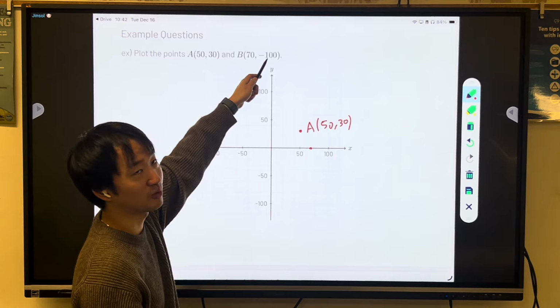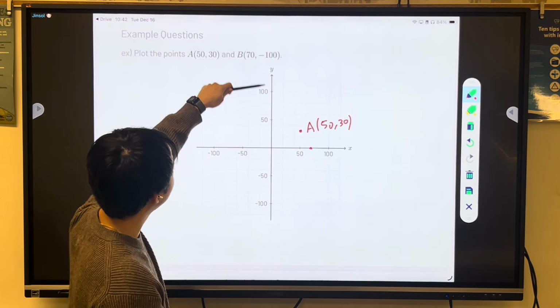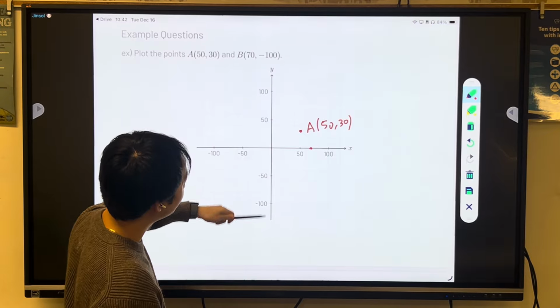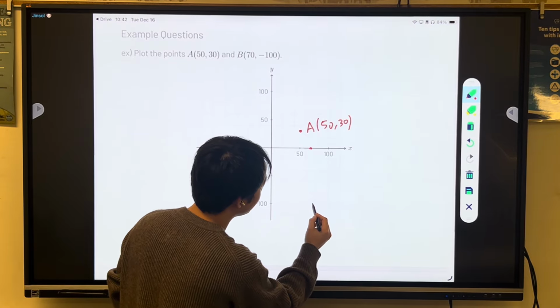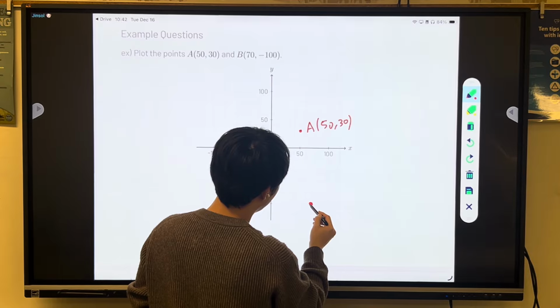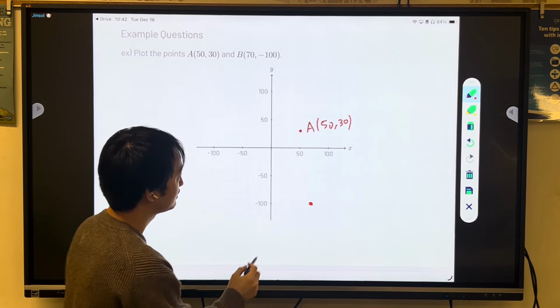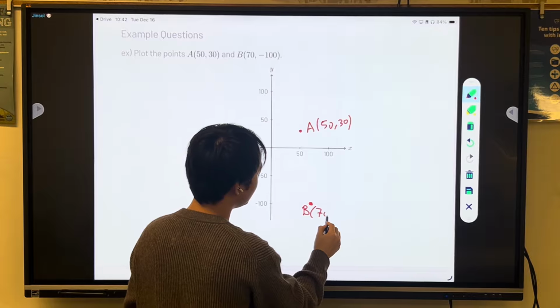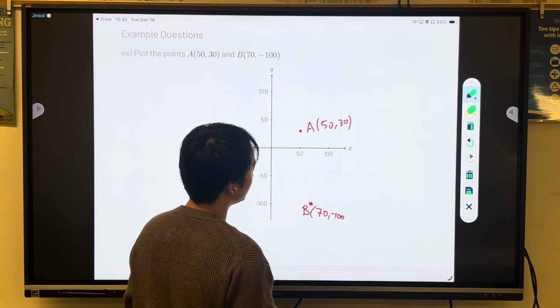And now the y-coordinate is negative 100. So that means on the y-axis, we go down all the way to negative 100. So if I bring it down, it's going to be somewhere like this. So that's the point B. And the coordinate of that is 70, negative 100.